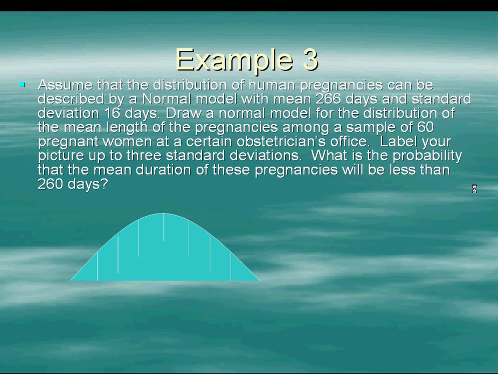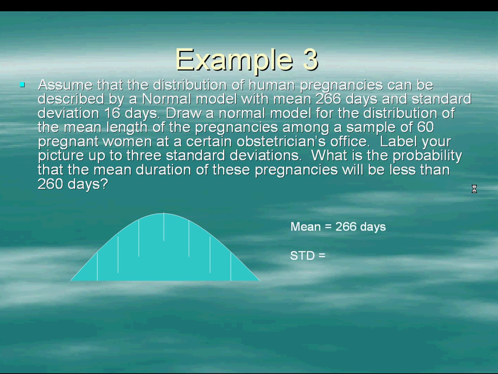This is a sample mean problem because they talk about a mean amount of the population. In a sample proportion, you're talking about a percentage amount of the population. That's how you can tell the difference between the two. If they give you a percentage amount, you're talking about a sample proportion. If they give you a mean amount, you're doing a sample mean. The mean is 266 days.